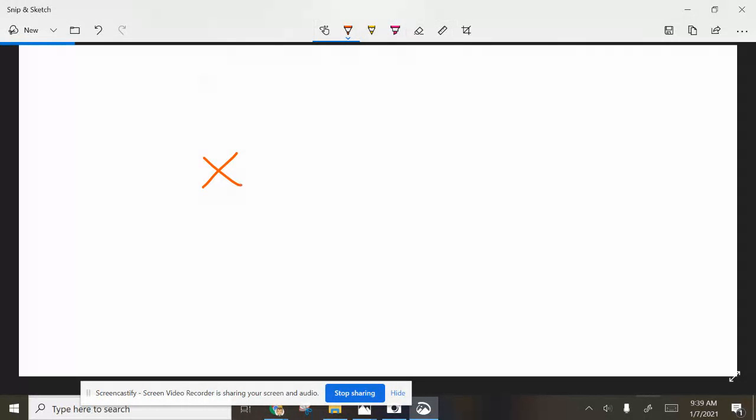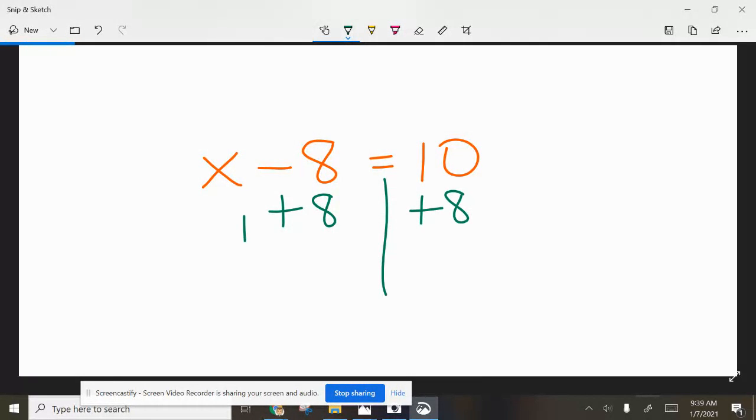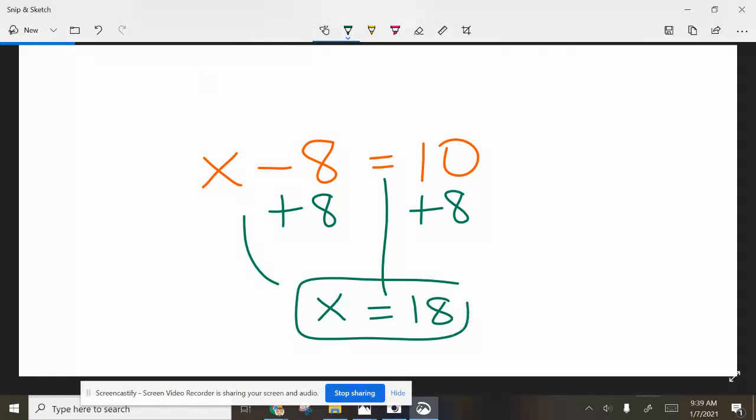What if I had x minus 8 equals 10? Go ahead and try to solve this one. Instead of a negative 8, you would add 8, right? So then you would get x equals 18. Okay? So nothing here should surprise you on what we just did.